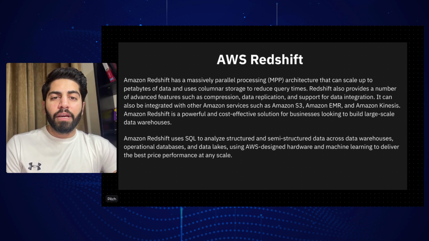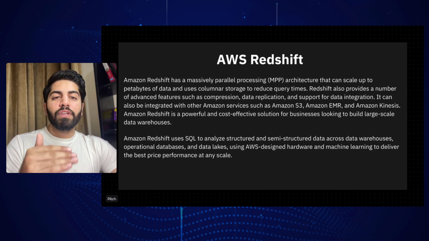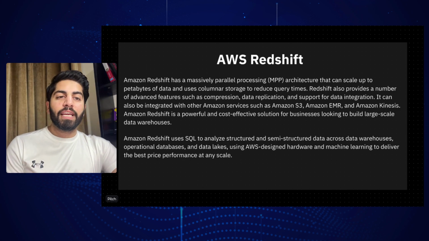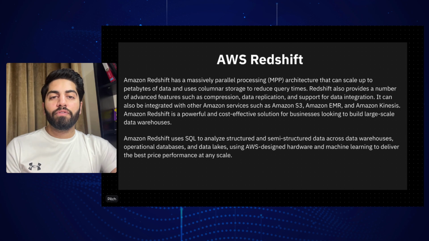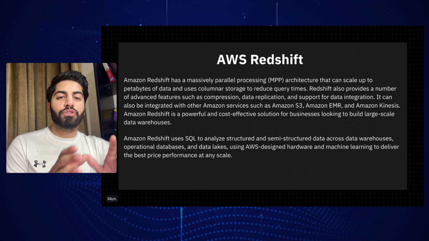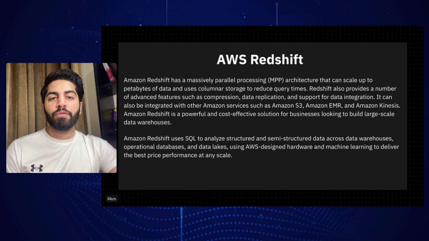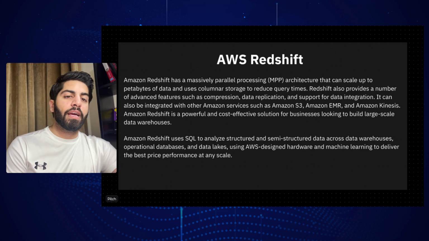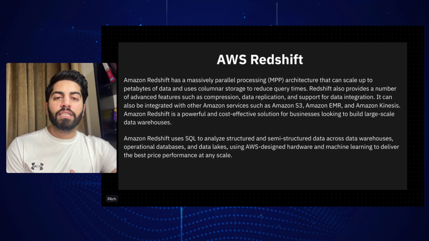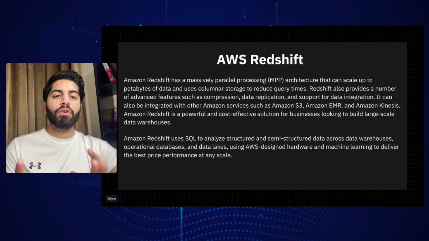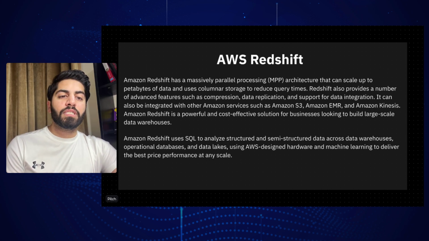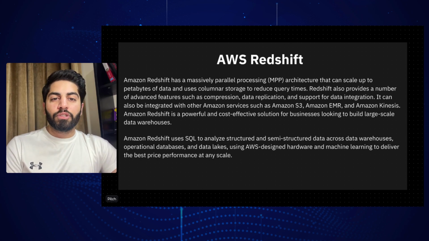Amazon Redshift has a massively parallel processing architecture that can scale up to petabytes of data and uses columnar storage to reduce query times. Redshift also provides a number of advanced features such as compression, data replication, and support for data integration. It can also be integrated with other AWS services such as S3, Amazon EMR, Kinesis, and it is a very powerful and cost-effective solution for businesses looking to build large-scale data warehouses.